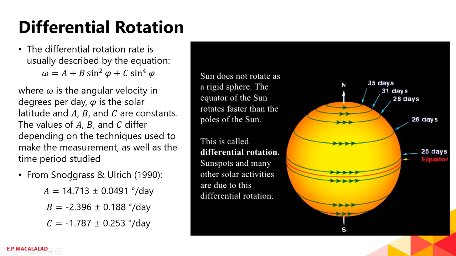Okay. So from Snodgrass and Ulrich in 1990, these are the current coefficients used to estimate the differential rotation of the sun. By using this equation, near the equator the sun rotates in about 25 days, and near the poles it rotates in about 35 days. So there's a differential rotation, and we're going to talk about the consequences of this differential rotation.